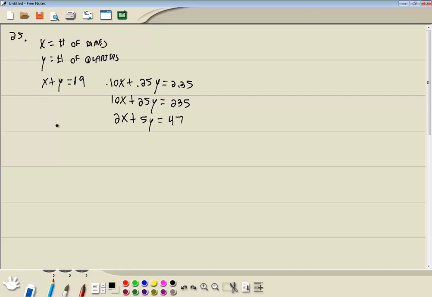Okay, now we got this equation and this equation. So I got 2x plus 5y is equal to 47, and x plus y is equal to 19. I'm going to use the addition method. I'm going to eliminate the x's. I'll multiply the second equation by negative 2. So we got 2x plus 5y is equal to 47. Negative 2 times x is negative 2x. Negative 2 times y is negative 2y. Negative 2 times 19 is negative 38.